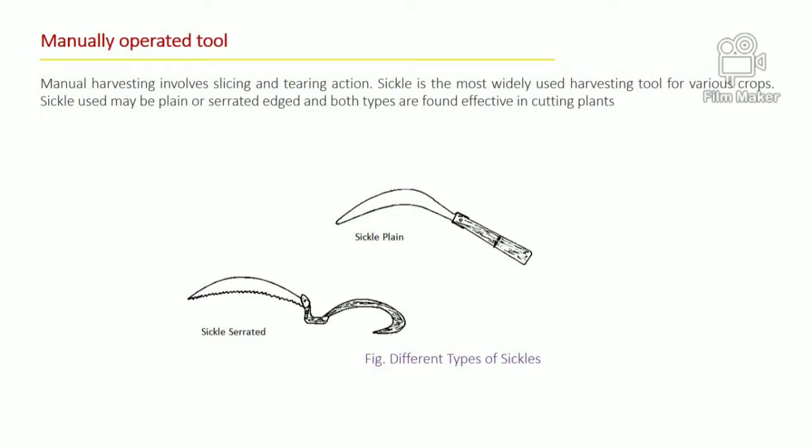Manual harvesting. Manual harvesting involves slicing and tearing action. Sickle is the most widely used harvesting tool for various crops. Sickle used may be plain or serrated edge, and both types are found effective in cutting plants.